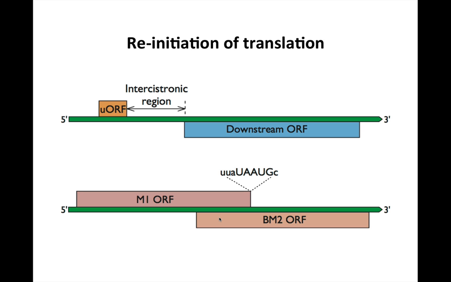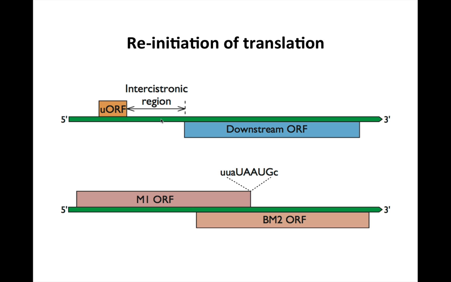Another mechanism for making multiple proteins from a single mRNA is reinitiation of translation. Now, I spent a bit of time telling you that eukaryotic ribosomes don't reinitiate very efficiently. Once they translate an open reading frame and reach a termination codon, they fall off, and they don't like to reinitiate at a downstream open reading frame. But under certain situations, you can get reinitiation of translation, and we've got two examples here in viral systems.